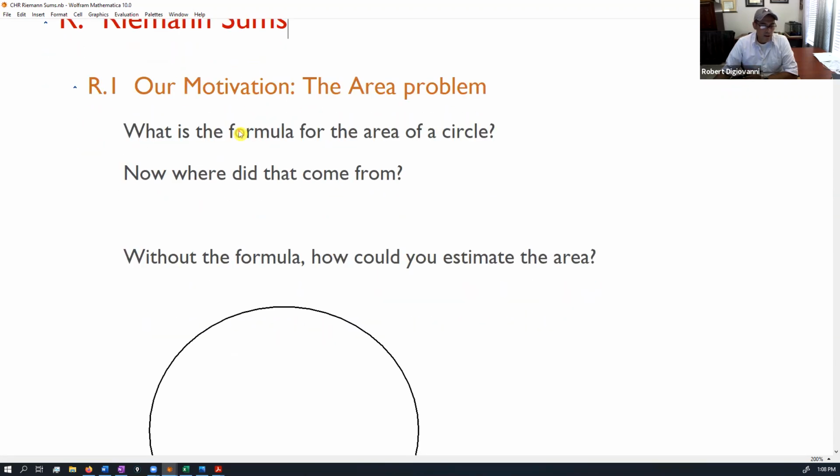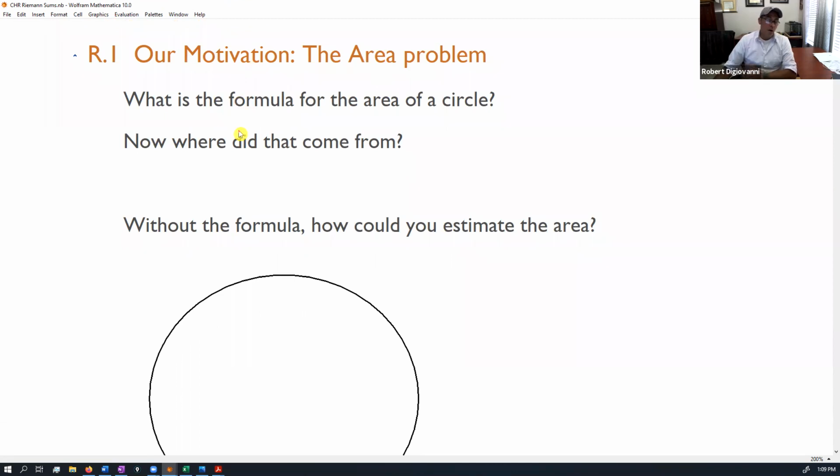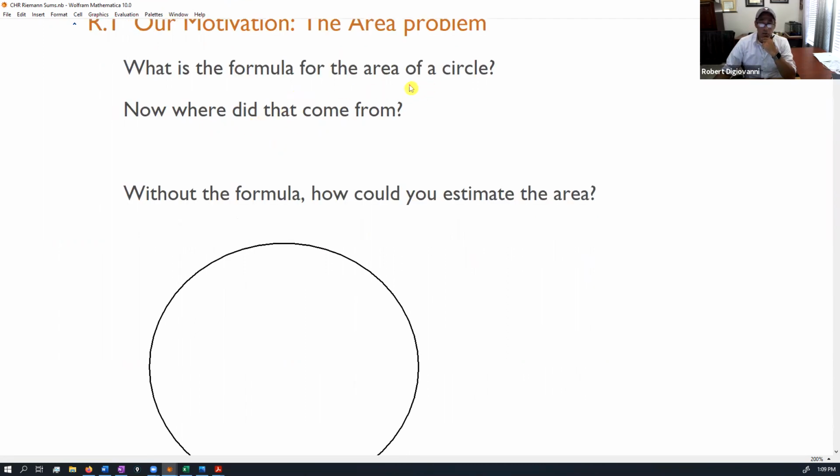Our motivation for all of this is what's called the area problem. So what is the formula for the area of a circle? We all know the formula for the area of a circle, right? The area of a circle is pi r squared. Pi is this really weird number, but this will give you the area of a circle. If you know the radius, you've got the area.